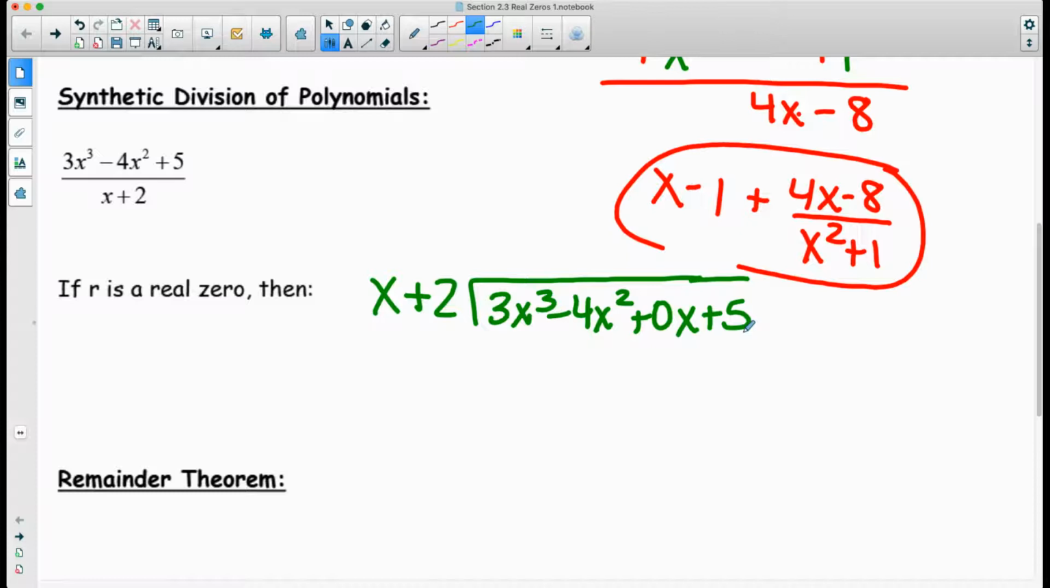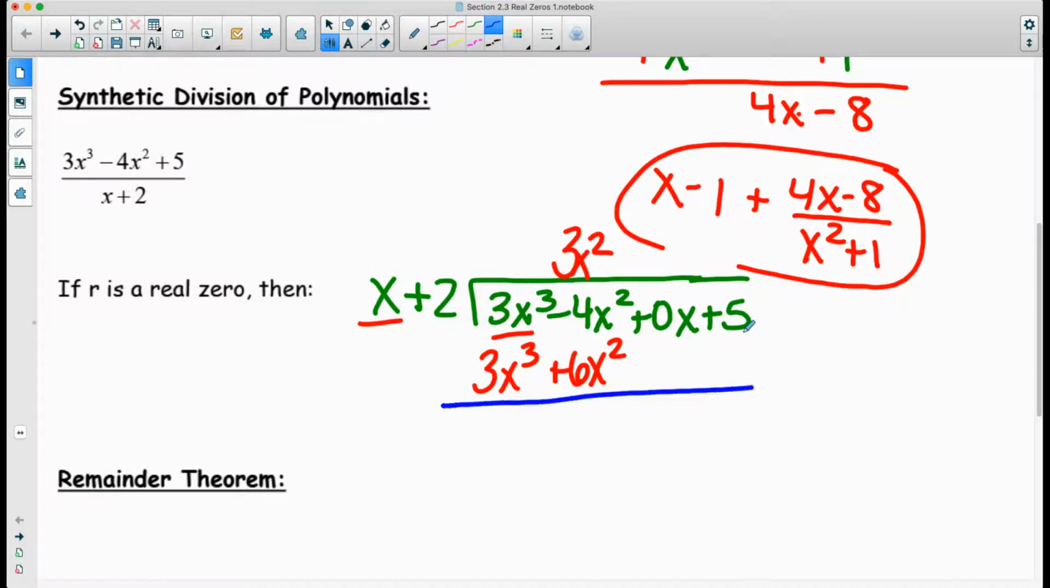All right, so what times x is going to get me 3x cubed? 3x squared. So 3x squared times x gets me 3x cubed, and then 3x squared times 2x gets me 6x squared. Draw my line, change my signs. So that gets me 0, and this gets me a negative 10x squared. Bring down my 0x and my 5.